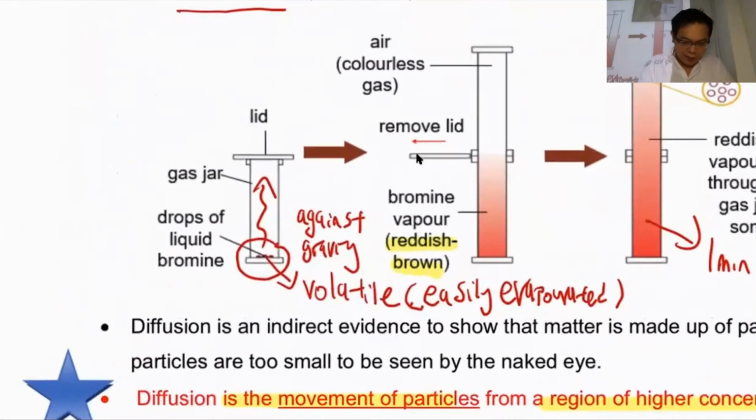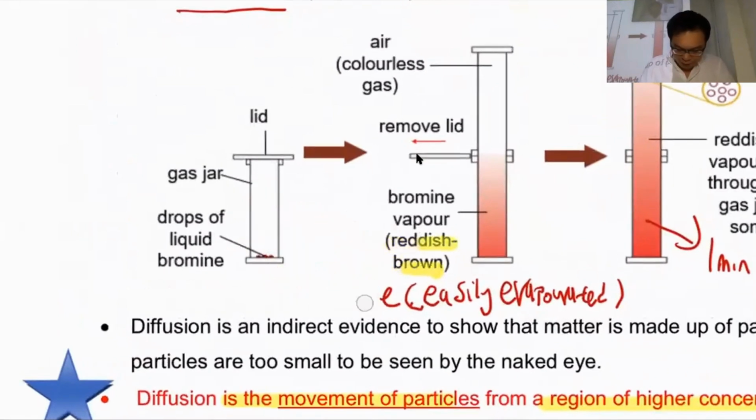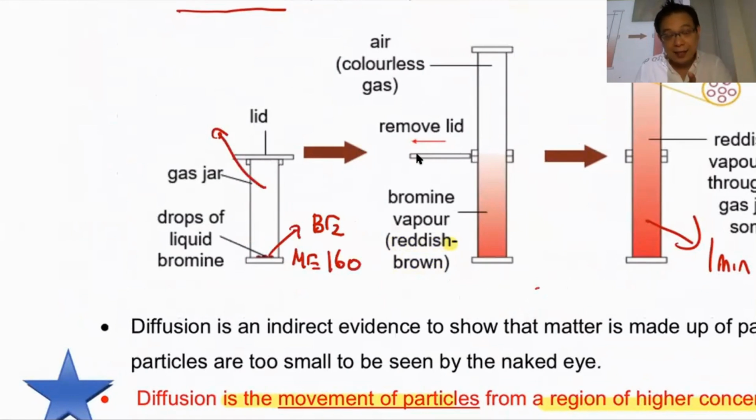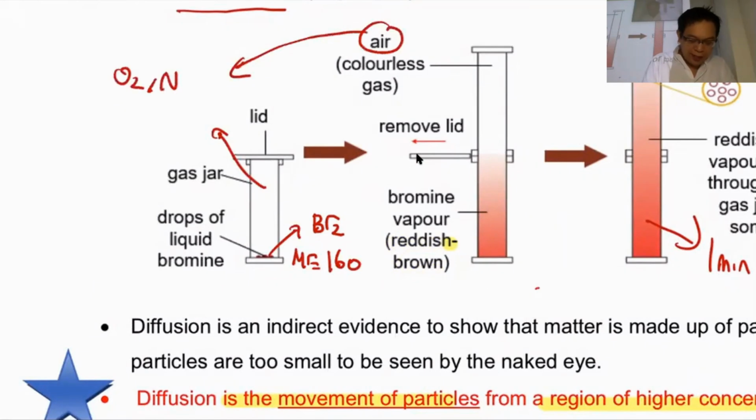Let's take a look at this diagram here. Bromine has a formula of Br2. Br2 has a molecular weight of 160. Now, 160 is very, very high. What about here? This is what we call the gas jar, which means inside you have air. Now, what does air consist of? Your O2, your N2, and so on. But what we are interested in is not just O2 or N2. What we are interested in is the molecular weight, because these are the major gases.